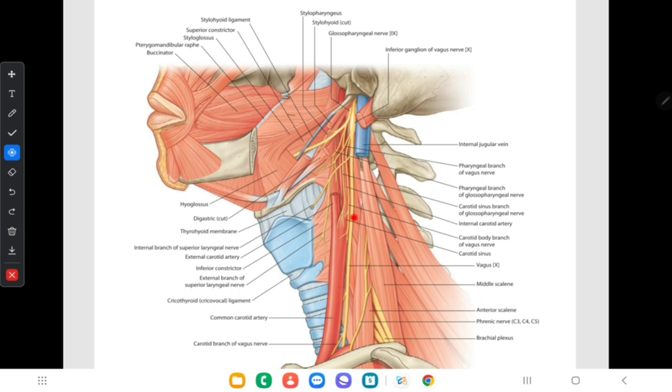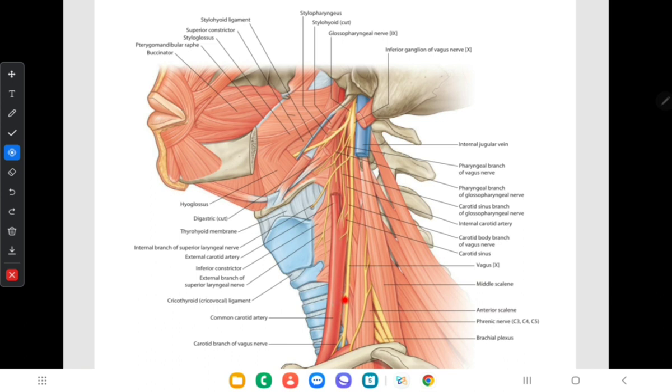Then you have the internal jugular vein. It passes through the carotid sheath, lying lateral to the common carotid artery and the internal carotid artery. This internal jugular vein also receives tributaries corresponding to the branches of the external carotid artery in this area. Then you have the vagus nerve. This is the vagus nerve. The vagus nerve passes vertically downwards in a posterior position inside the carotid sheath. It gives the superior laryngeal nerve, which divides into internal and external laryngeal nerves here.